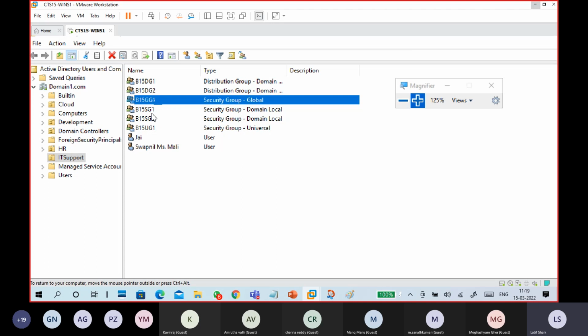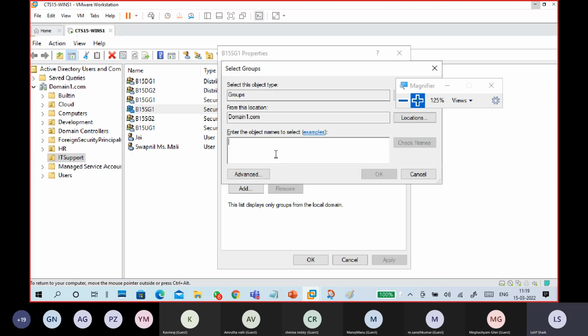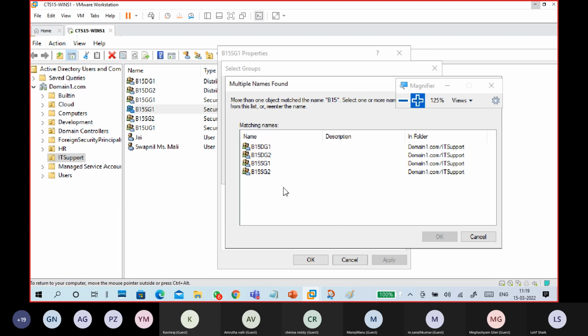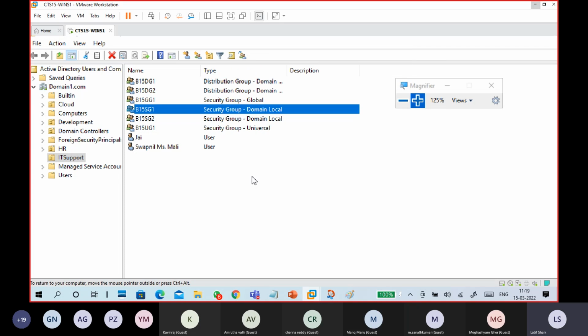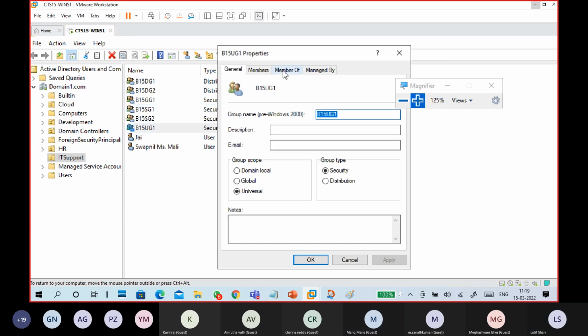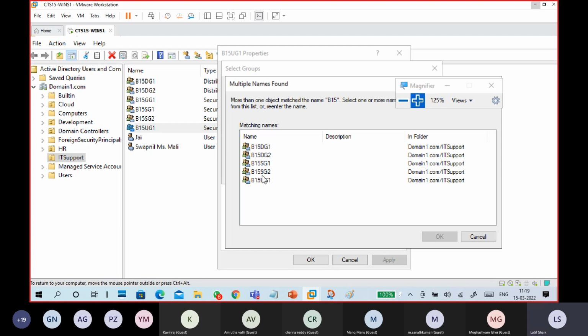And this is the domain local group, right? I want to add a domain local group to a global group or a universal group. So where is the global group here? Not there. These are all local groups only. No global group, no universal group. For UG, Member Of shows local groups and universal groups, but not a global group.